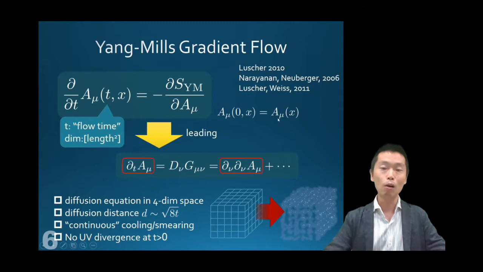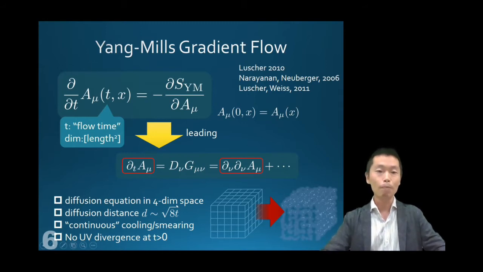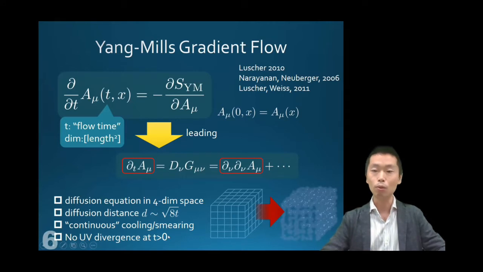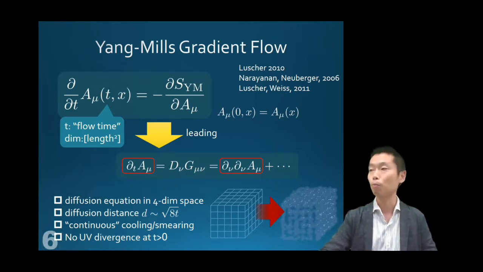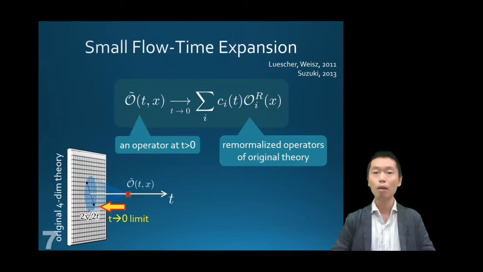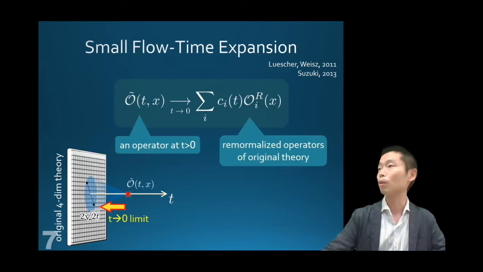And one of the important findings is that all observables, all composite observables at positive flow time are finite. They do not have UV divergence. So this is one of the very important properties. And now the gradient flow is applied to various purposes in lattice simulations. And in my talk, I make use of this concept to define the EMT operator.